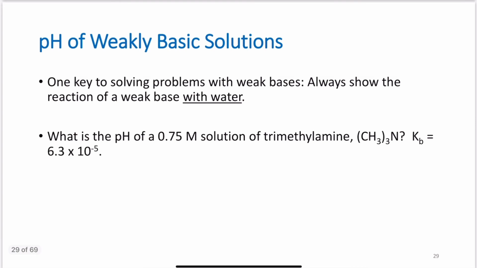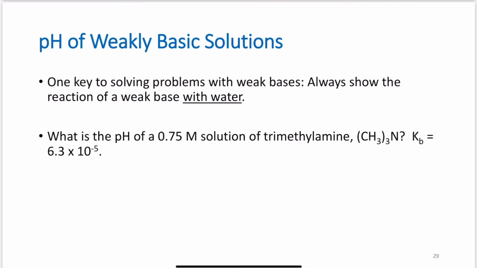What about the pH of weakly basic solutions? One key to solving problems with weak bases: always show the reaction of the weak base with water. Okay. Why do I say that? Because on acids, you don't have to. You could write HA in equilibrium with H plus and A minus. It's completely valid. You could do that, and you could still set up your ICE table, and you could just ignore water, and it's not going to affect you. I didn't do that in the example so far, but you could. For bases, don't do that. Always write down water. It's going to make it easier to see the process.